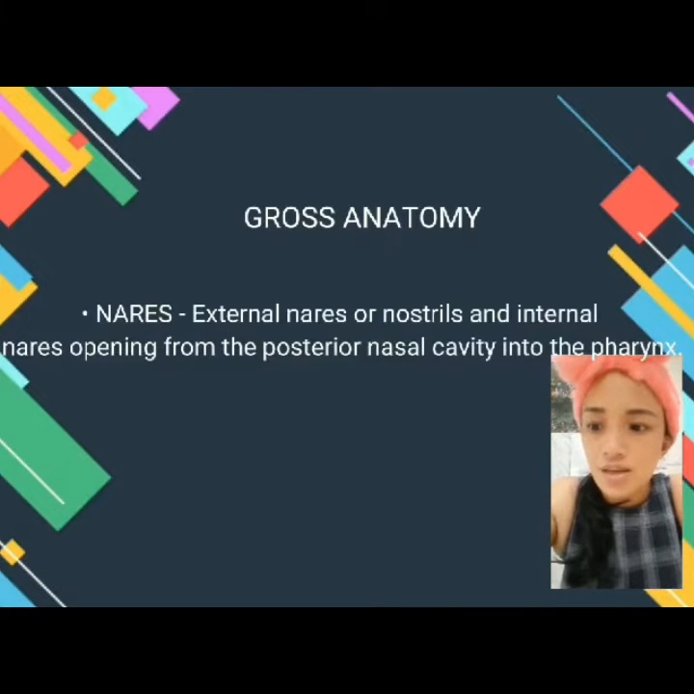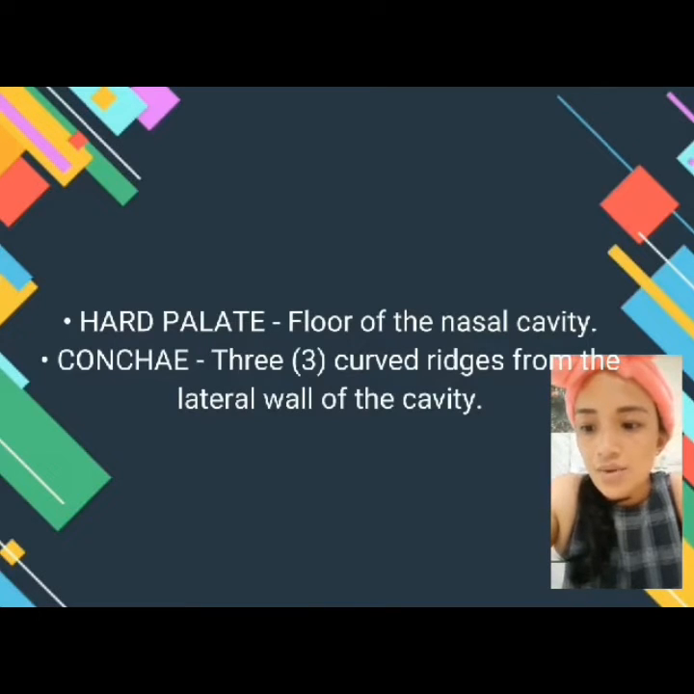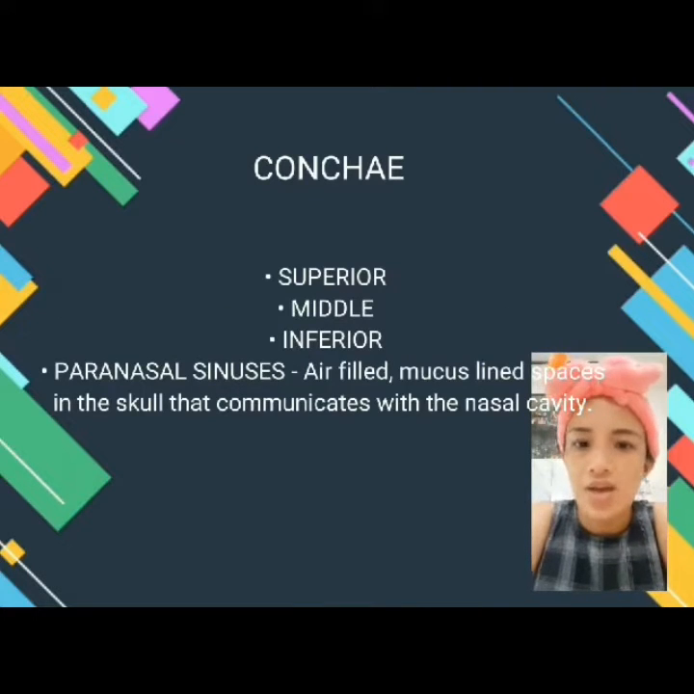Gross anatomy. Nares: external nares or nostrils, and internal nares, the opening from the posterior nasal cavity into the pharynx. Hard palate is the floor of the nasal cavity. Conchae are three curved bridges from the lateral wall of the cavity. Conchae also help humidify the air we breathe. The three nasal conchae are the superior concha, middle concha, and inferior concha.